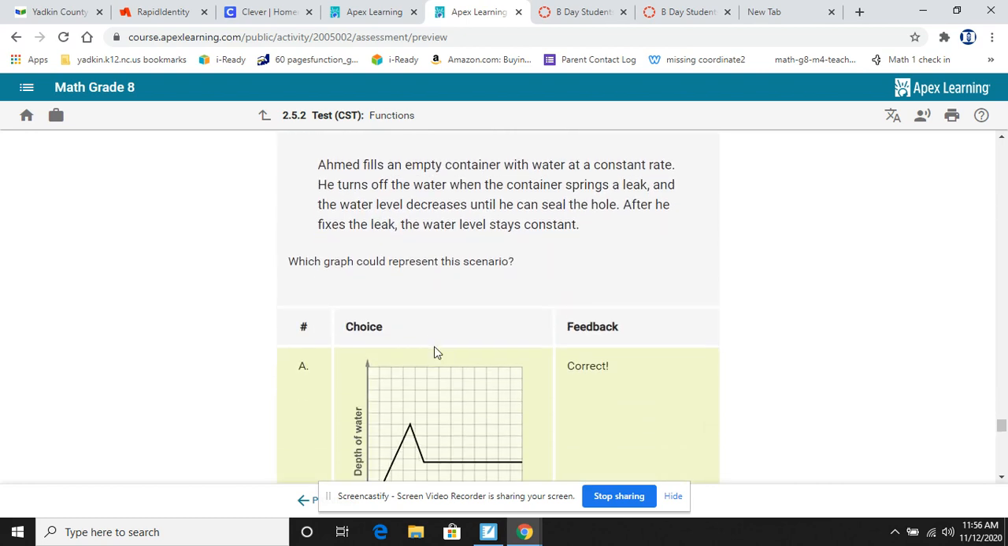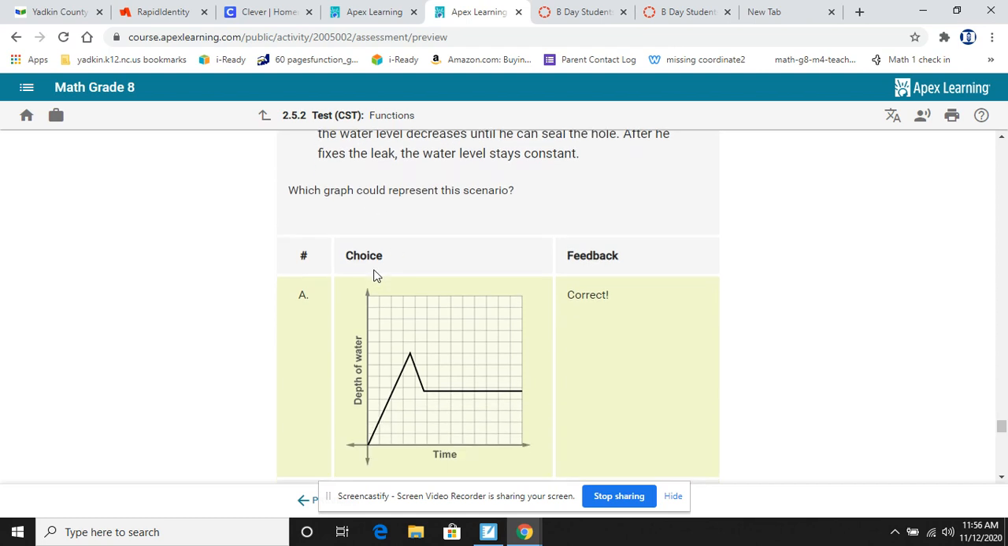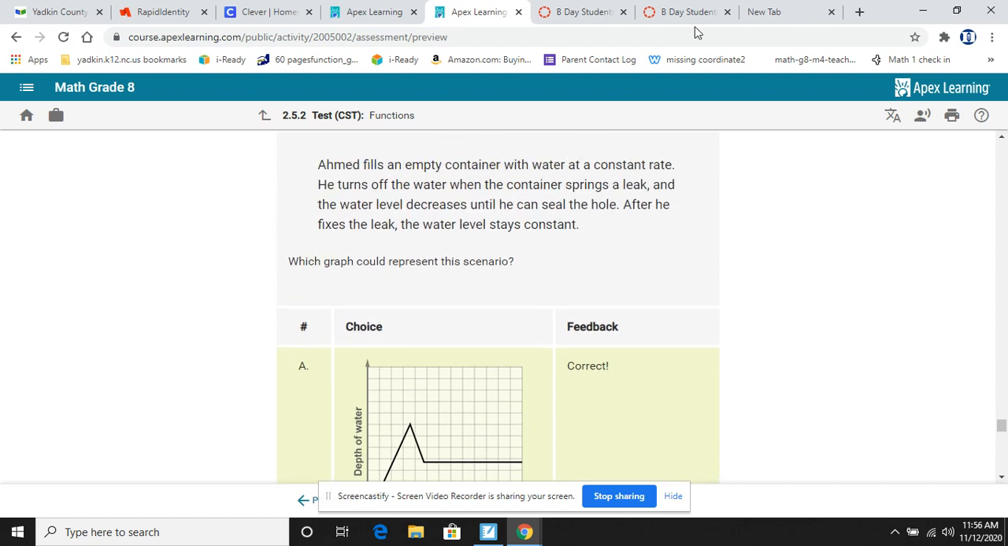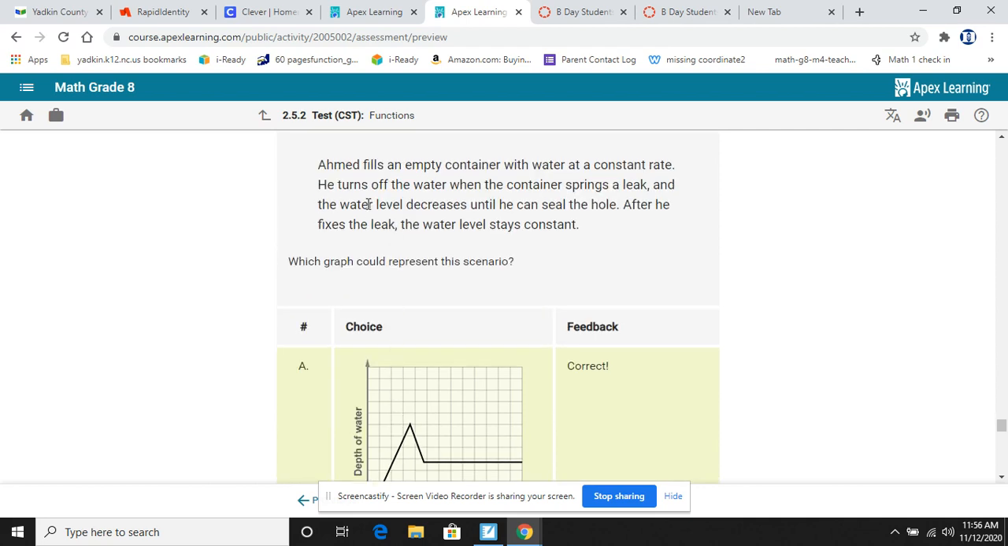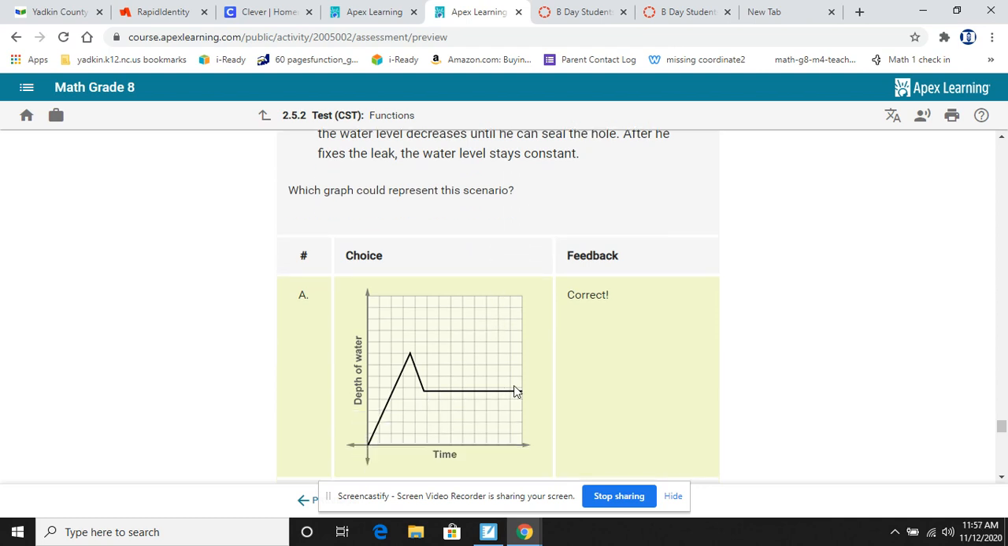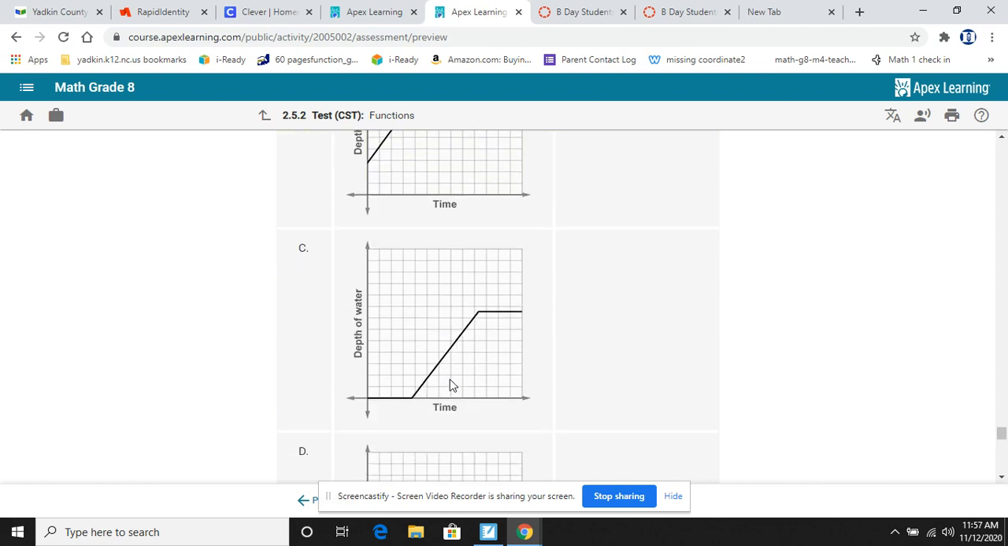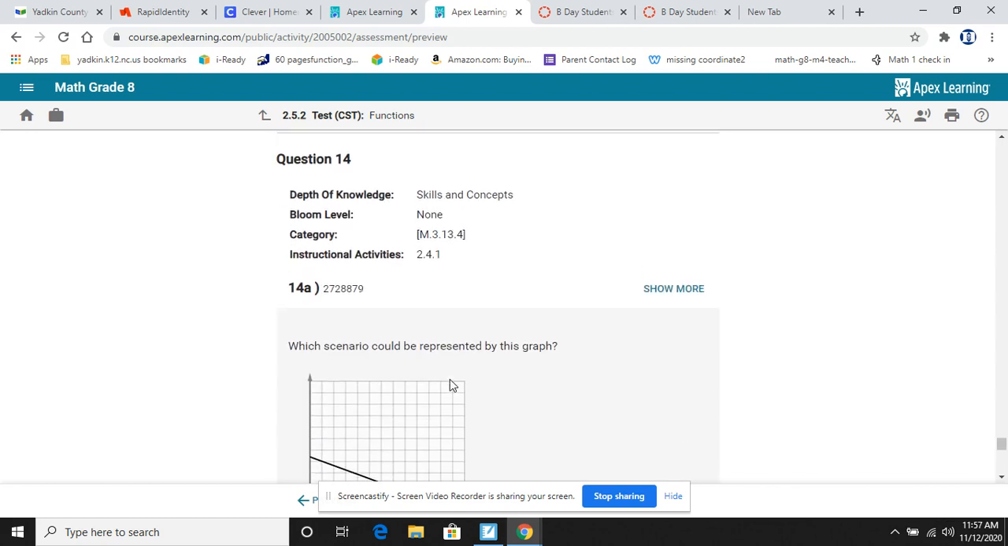13. Which graph could represent this scenario? Ahmed fills an empty container with water at a constant rate. So this container is empty. It starts at 0. He pours it in at a constant rate, and we'll see what happens. He turns off the water when the container springs a leak, and then the water level decreases. That's why it's going down right there, until he can seal the hole. After he fixes the leak, the water level stays constant. So that's why it's that graph.